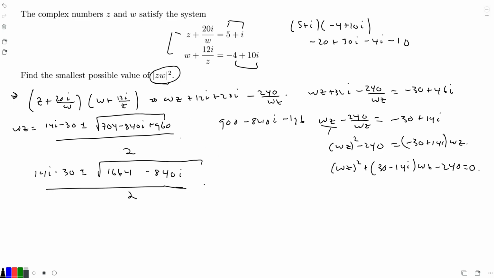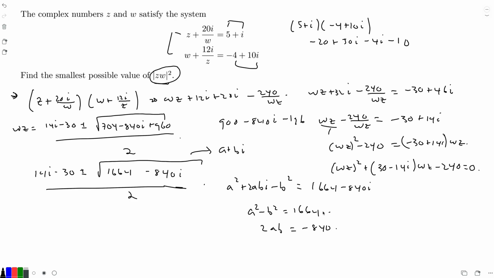Now nothing good can be done unless we find the square root of this. So we have to find what the square root of 1664 minus 840i is. If we set this equal to a plus bi and square both sides, we get a squared plus 2abi minus b squared is equal to 1664 minus 840i. Matching the real and imaginary parts, a squared minus b squared is equal to 1664, and 2ab is equal to negative 840.